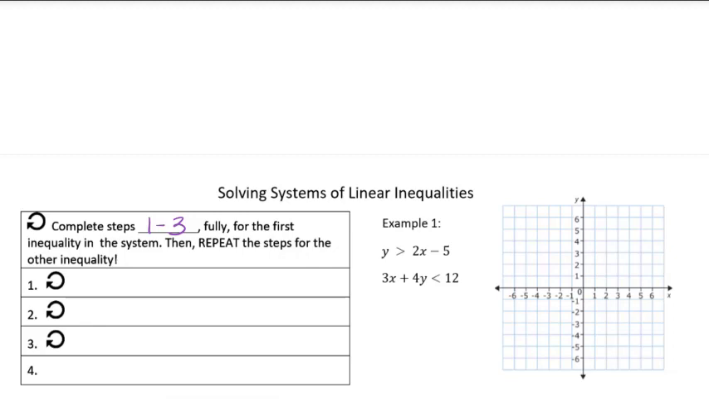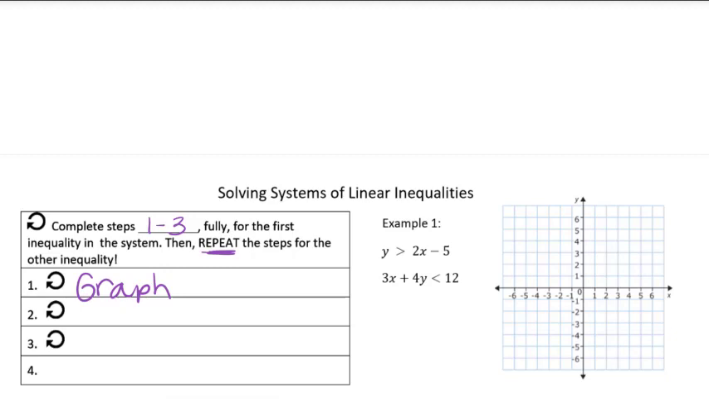So let's go ahead and fill in these boxes. We're going to complete steps 1 through 3 fully, all the way through, for the first inequality in the system. Once you have done all 3 steps, then you are going to repeat the steps for the second inequality. It's important that you finish all 3 steps before moving on.